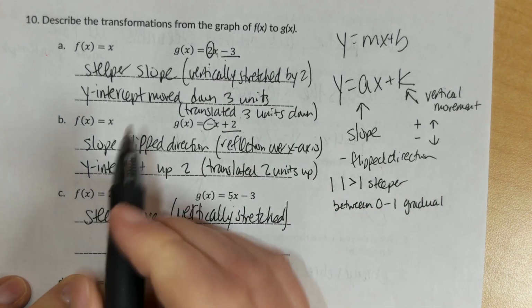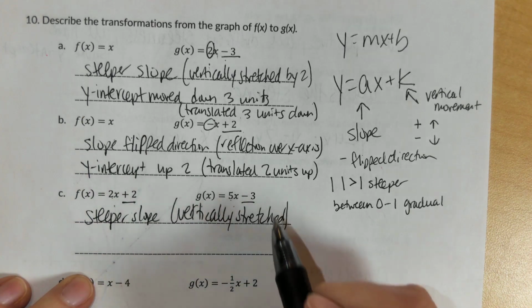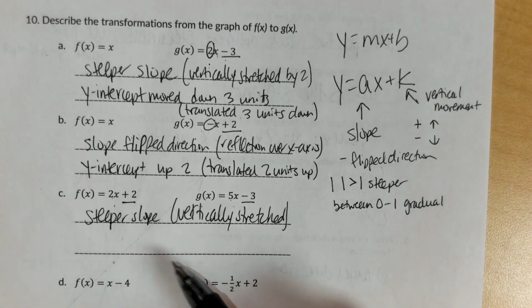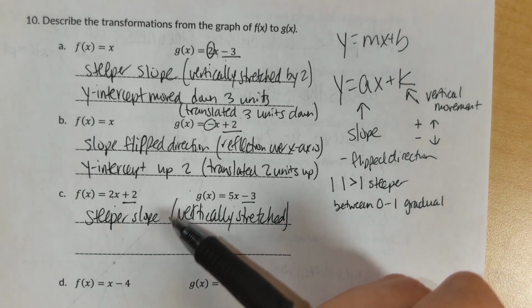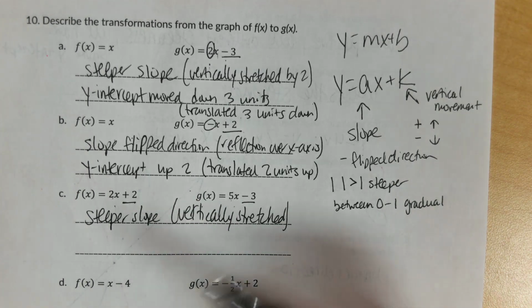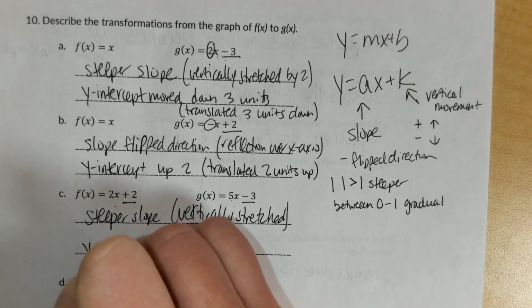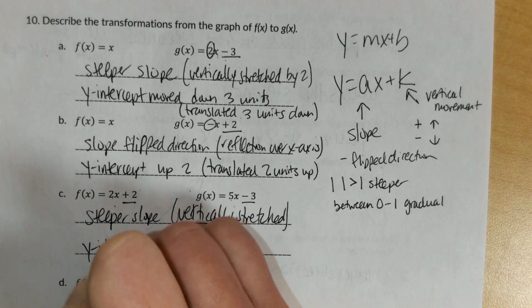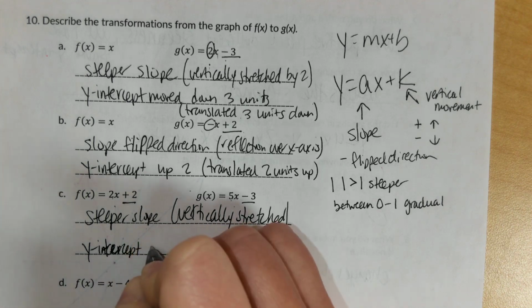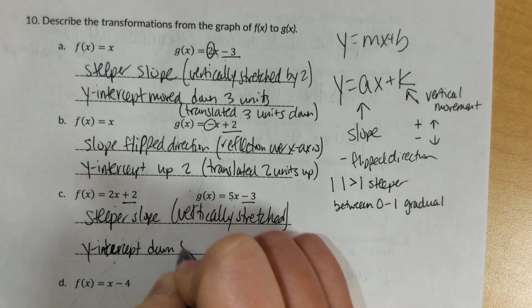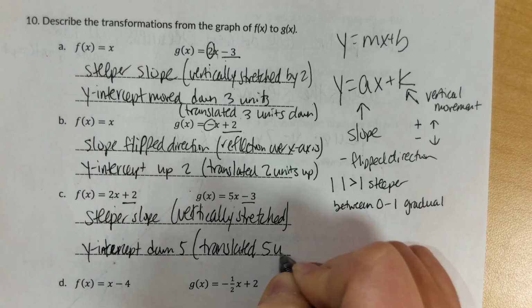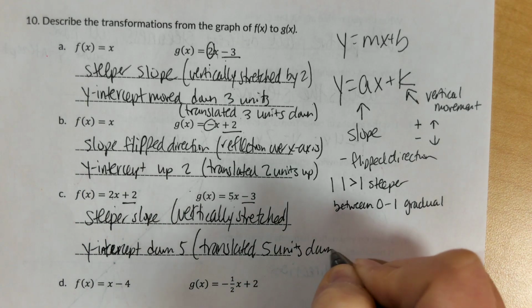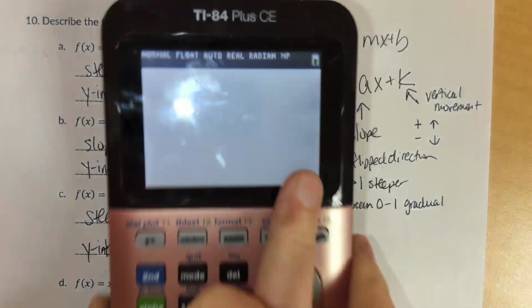And then here, we'll notice we have a plus 2 and a minus 3. So we've taken our y-intercept from a positive 2 all the way down to a negative 3. So it's actually moved more than 3 spots. It's moved 5 spots down. So the y-intercept has been changed down 5. And so we call this translated 5 units down. And we can double check ourselves yet again with our calculator.